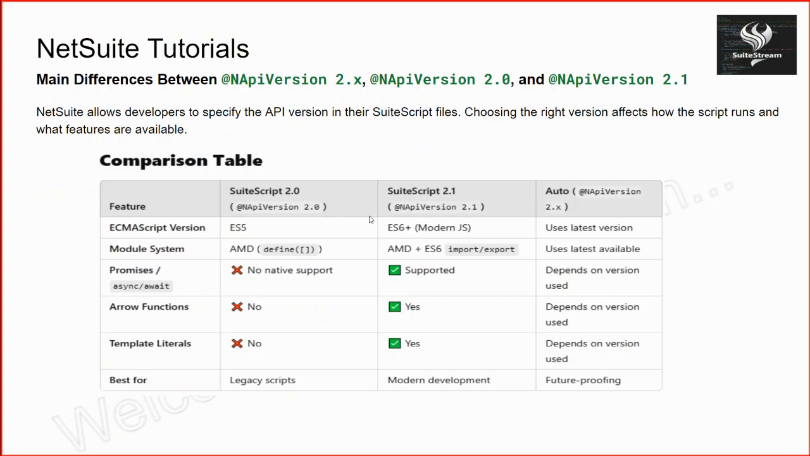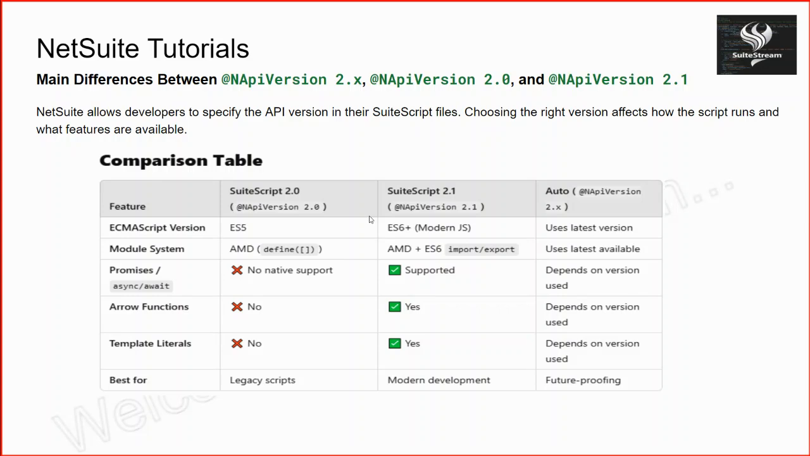NetSuite allows developers to specify the API version in their script file. Choosing the right version affects how the script runs and what features are available. This is just a small comparison table. If you see the ECMAScript version, ES5 is for the earlier version, and the latest version, SuiteScript 2.2, is ES6.